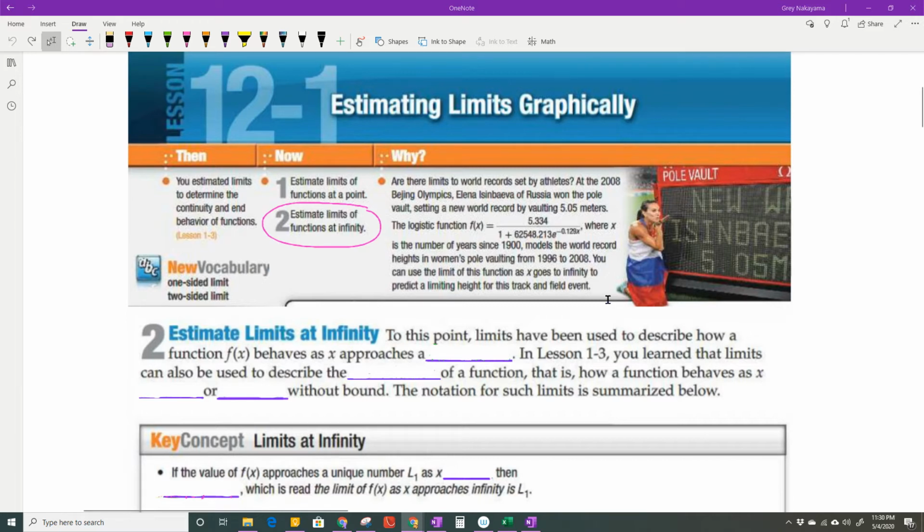So to remind you, what we have done thus far is we've described how a function behaves as x approaches a fixed value of c. And earlier in the year, in section 1.3, we learned about limits and how they can be used to describe the end behavior of a function. That is, how a function behaves as x increases or decreases without bound.